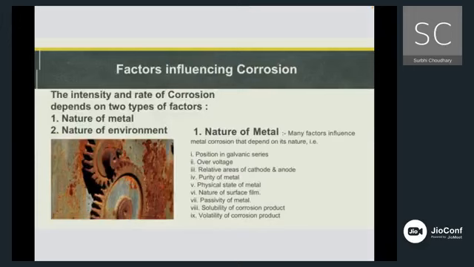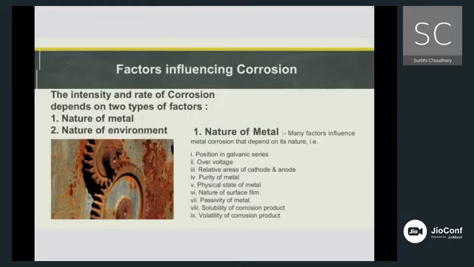Now we can move ahead with the factors influencing corrosion. The intensity and the rate of corrosion basically depend upon two factors, that is nature of metal and nature of the environment. Means what kind of metal we are using, what its characteristics, and secondly the environment. Where the metal is placed in the environment matters a lot. There are several factors affecting the rate of corrosion.